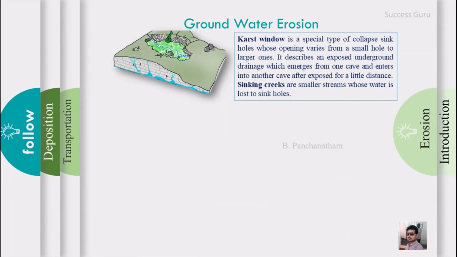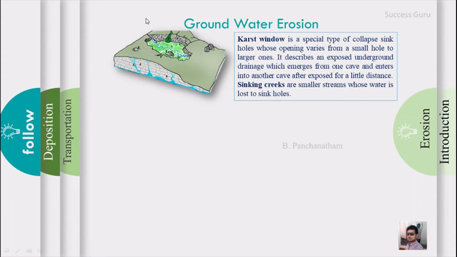The next one is the karst window. It is a special type of collapse sinkhole whose opening varies from a small to larger one. In this, it describes an exposed underground drainage which emerges from one cave and enters into the other cave.